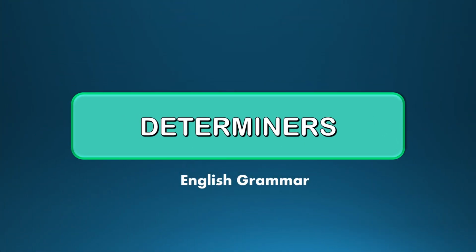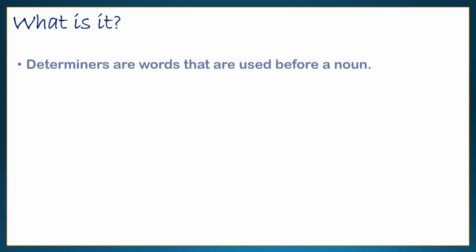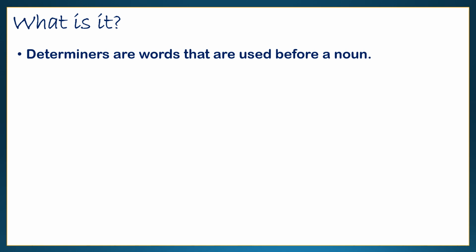Today's lesson is about determiners. What is a determiner? Determiners are words that are used before a noun. Basically, they are only words used before a noun.